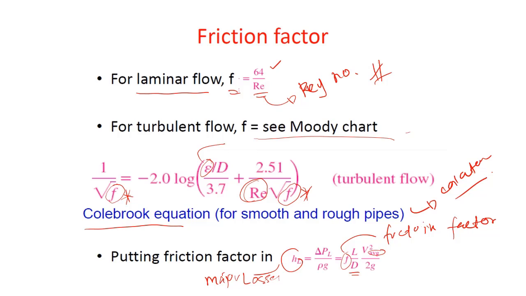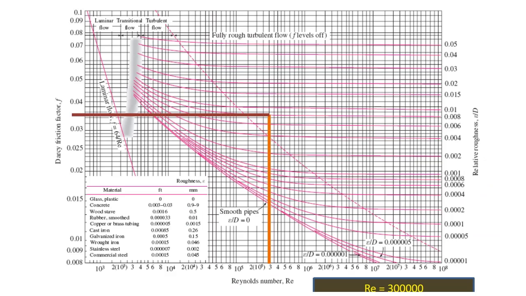over 2g, where g is the gravitational acceleration. If you want to find the friction factor for turbulent flow, you can use the equation with a calculator, or you can use the Moody chart. So how do we use the Moody chart to find the friction factor? First of all, I will explain what the Moody chart is.